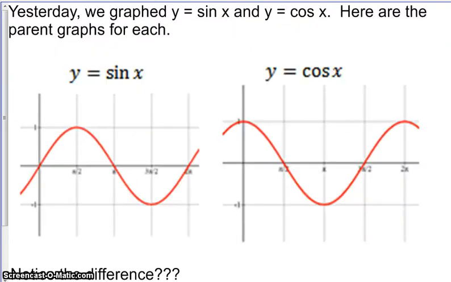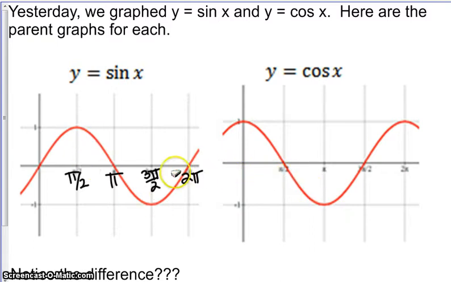Now, yesterday in class, we talked about how to graph y equals sine x and y equals cosine x. Here's the picture of those parent graphs. It is important to indicate the x-axis has a scale that increases by pi over 2 at each tick mark. So the first dash represents pi over 2, the second dash represents pi, the third dash represents 3 pi over 2, and the fourth dash represents 2 pi. We could keep going, and the next one would be 5 pi over 2, then 3 pi, then 7 pi over 2, and 4 pi.